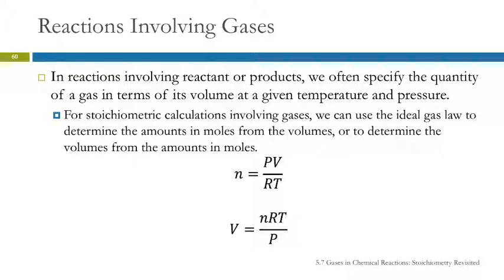So when we're doing stoichiometry involving gases, we will often use the ideal gas law, because n is equal to PV over RT, right? If we know the pressure, the volume, and the temperature, we can calculate the moles of gas, and that's what we need in that mole ratio to find the other thing that we're looking for. If we're finding information about the gas, once we get n, the moles from the mole ratio, then we can use this version of the ideal gas law to calculate the volume of the gas.